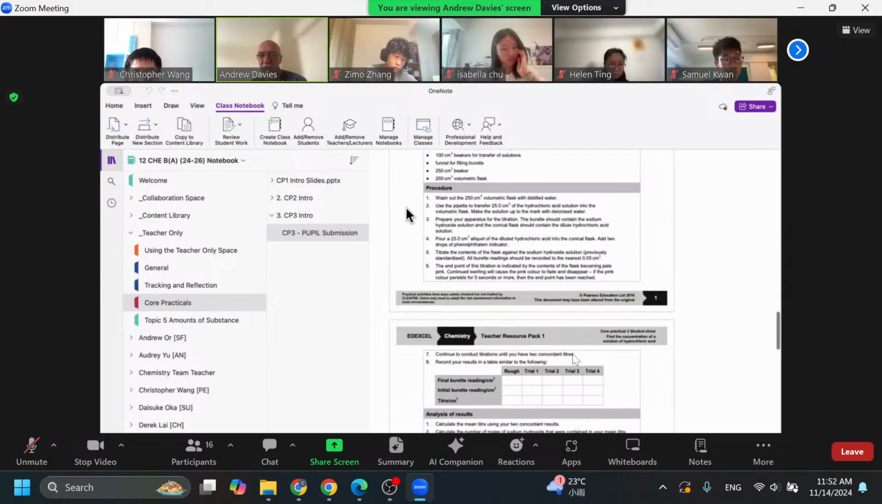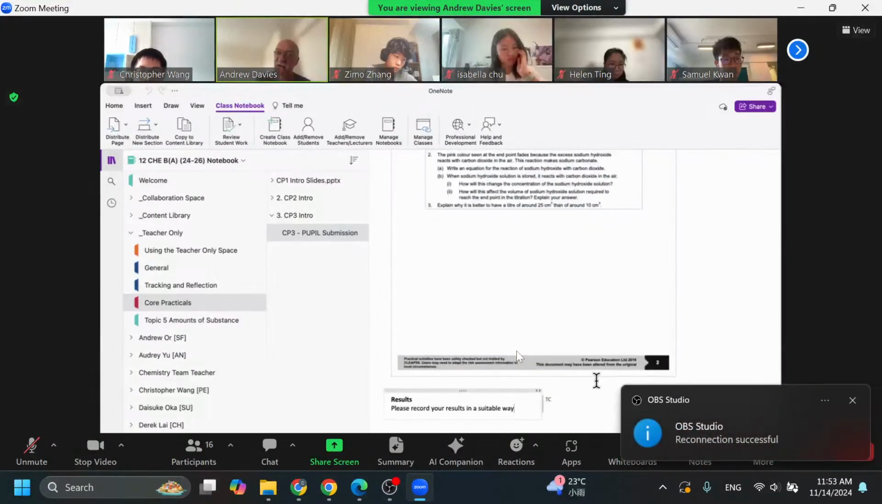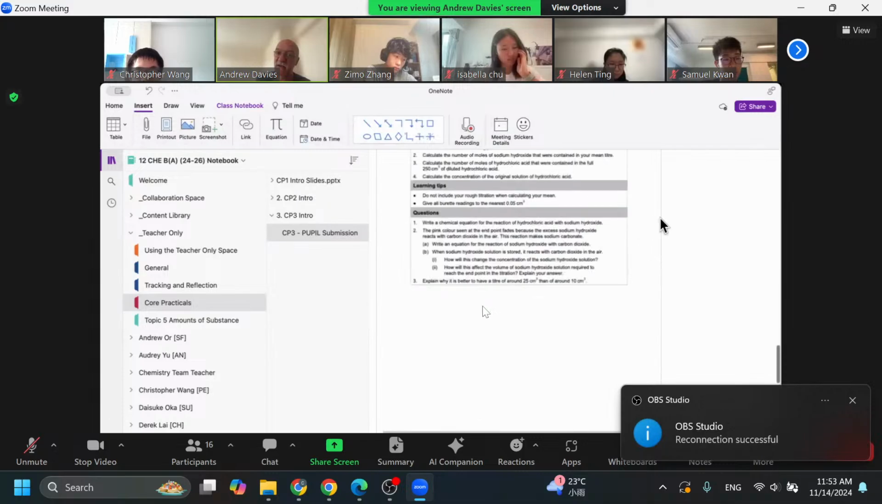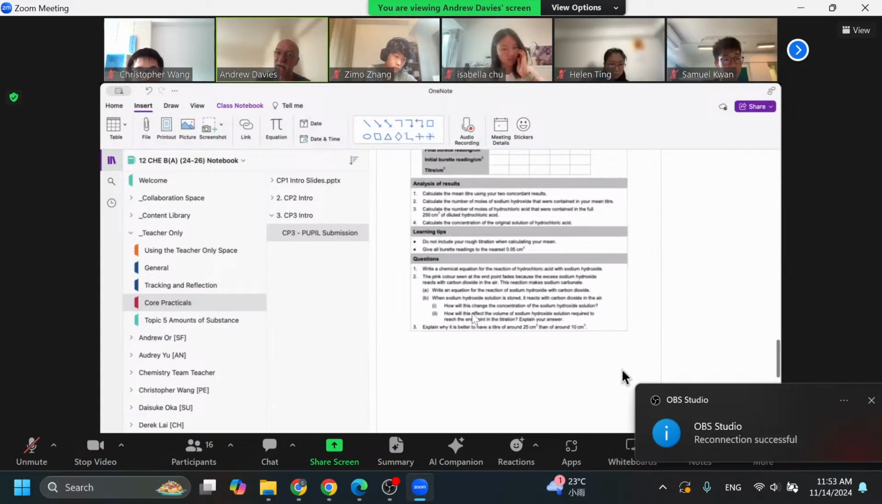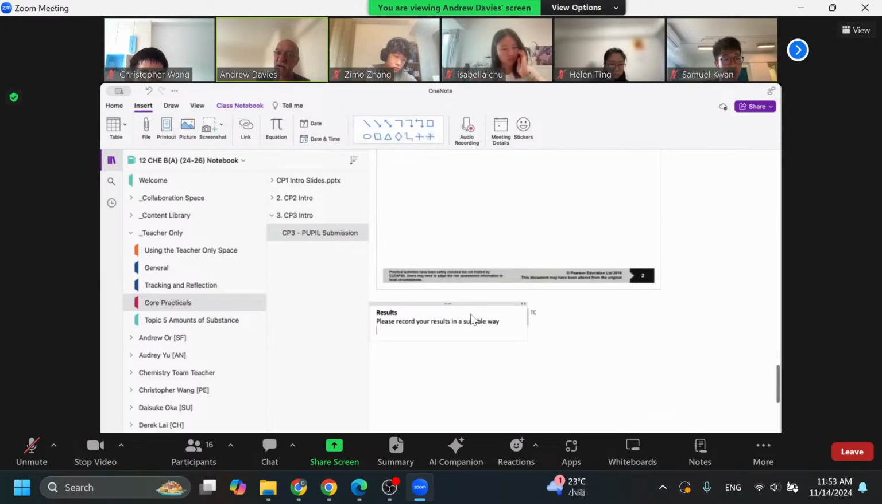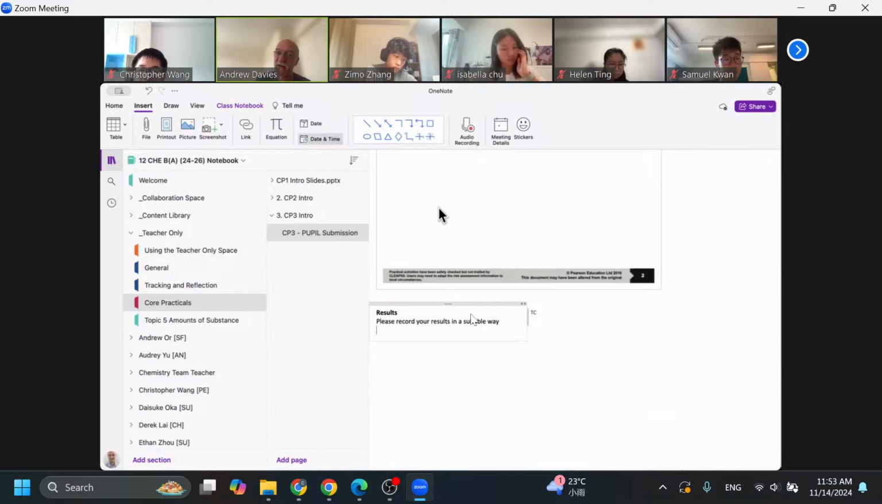I think there's some key bits in here that you would then annotate the method, just put some text boxes in if you need to, by the side, some extra key points, and then draw your results table. Once you have done all that, there is, or will be, some prep related to doing back titrations.